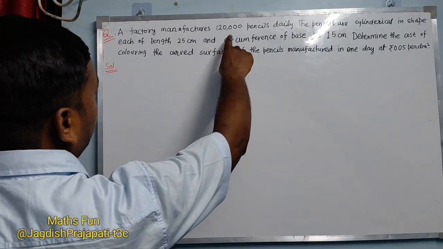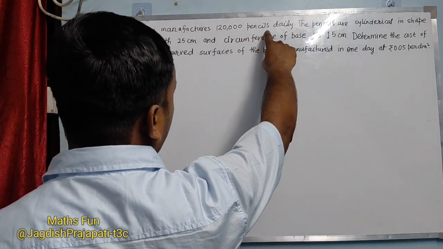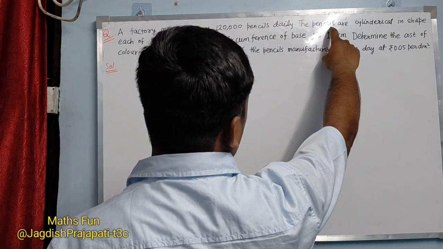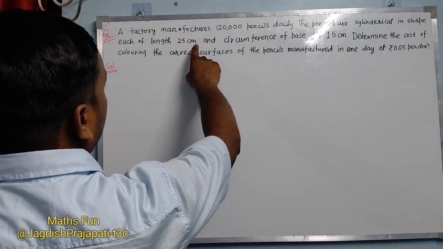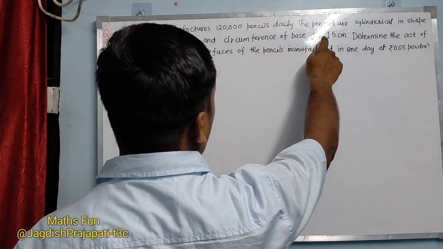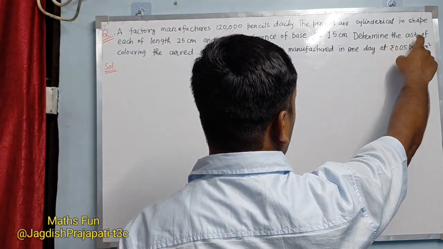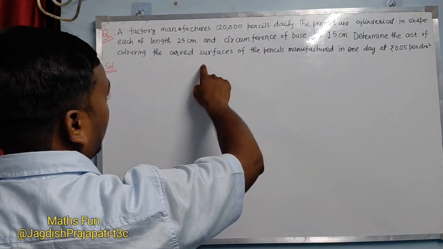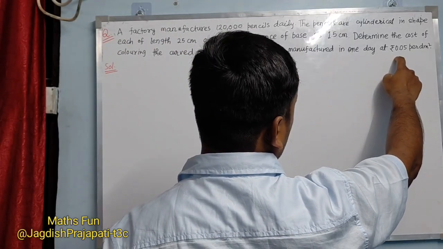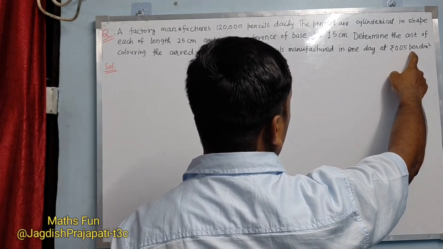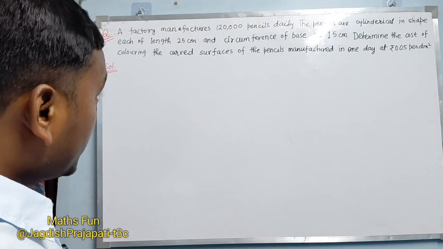A factory manufactures 120,000 pencils daily. The pencils are cylindrical in shape, each of length 25 centimeter and circumference of base as 1.5 centimeter. Determine the cost of coloring the curved surfaces of the pencils manufactured in one day at rupee 0.05 per square decimeter.